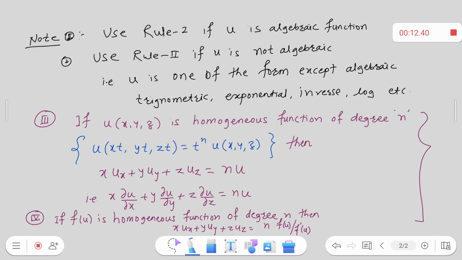It depends on the given function. If it is algebraic, use statement 1 or statement 3. If u is not algebraic, but f of u is algebraic, then use statement 2 or statement 4.